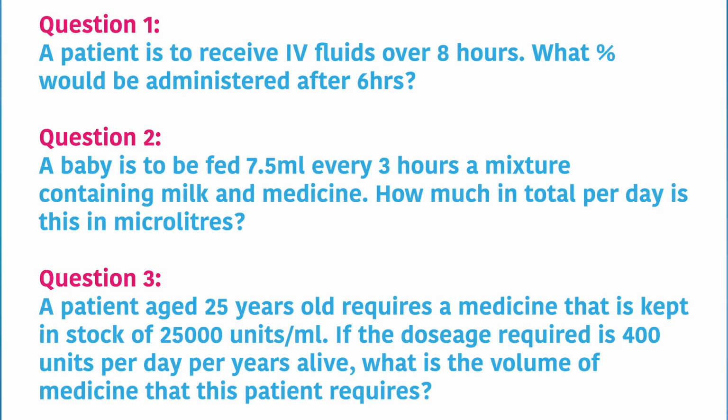Question 2. A baby is to be fed 7.5 milliliters every 3 hours, a mixture containing milk and medicine. How much in total per day is this in microliters? Question 3. A patient aged 25 years old requires a medicine that is kept in stock of 25,000 units per milliliter. If the dosage required is 400 units per day per years alive, what is the volume of medicine that this patient requires?